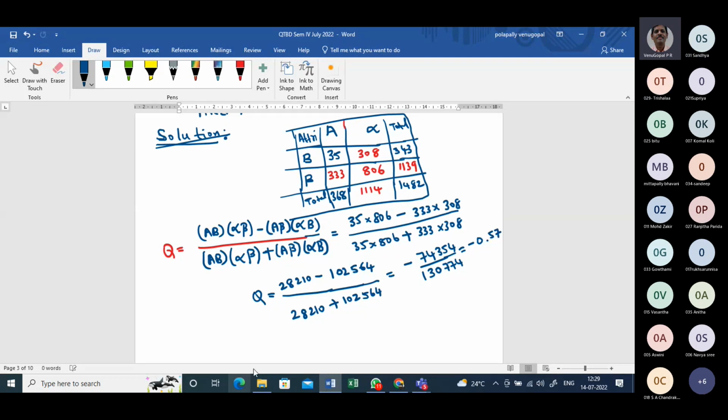You can take that. So your Q value is less than minus 0.5. When you draw the number line, 0 is here, minus 0.5 is here, and minus 0.57 will come here. So this is less, no? Is it less or more?